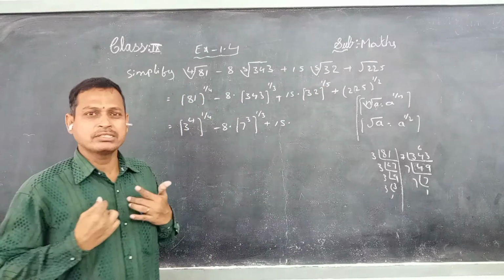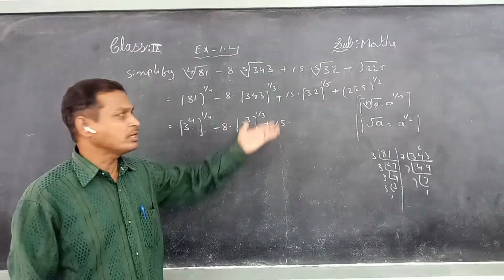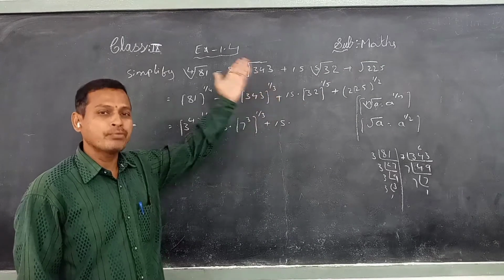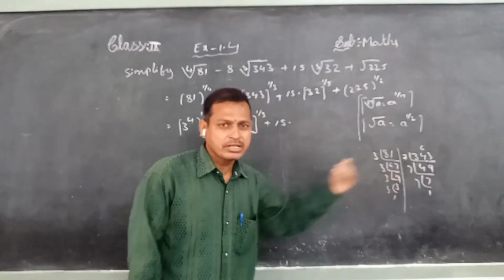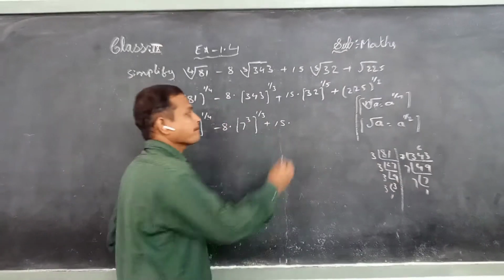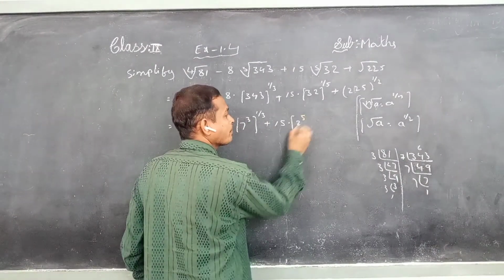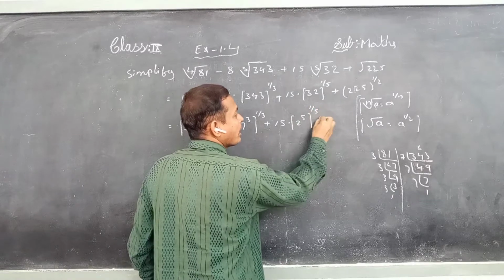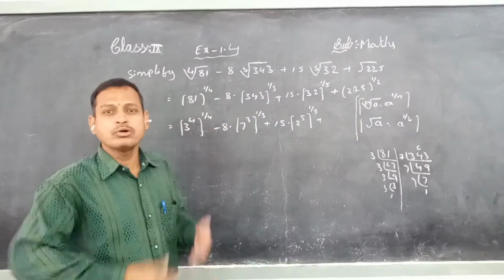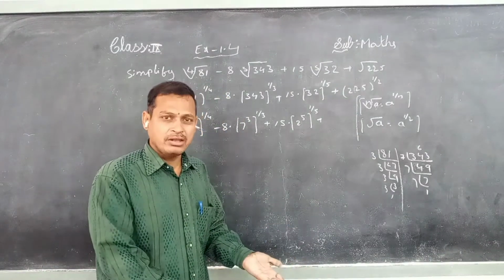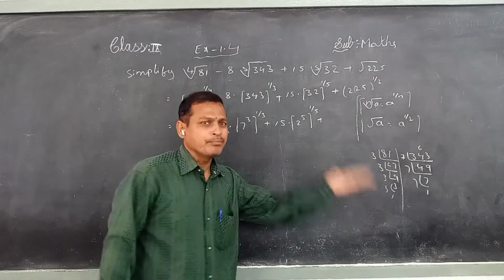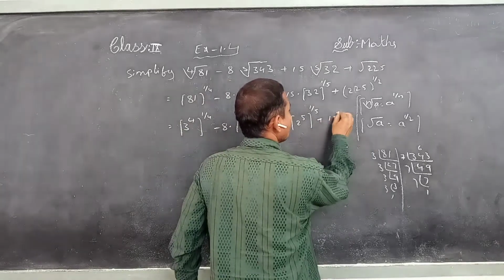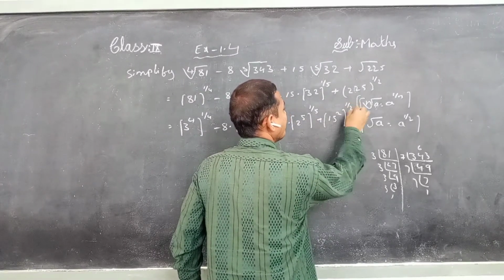Again 15 into 32. I think this problem: what is the power in 2 power 5? So we should do the LCM for 32. The 2 table is the LCM, coming as 2 power 5. So 2 power 5 whole power 1 by 5. Again, children, 225 also, I think that is 15 square. We have to do it in the LCM. 15 square whole power 1 by 2.